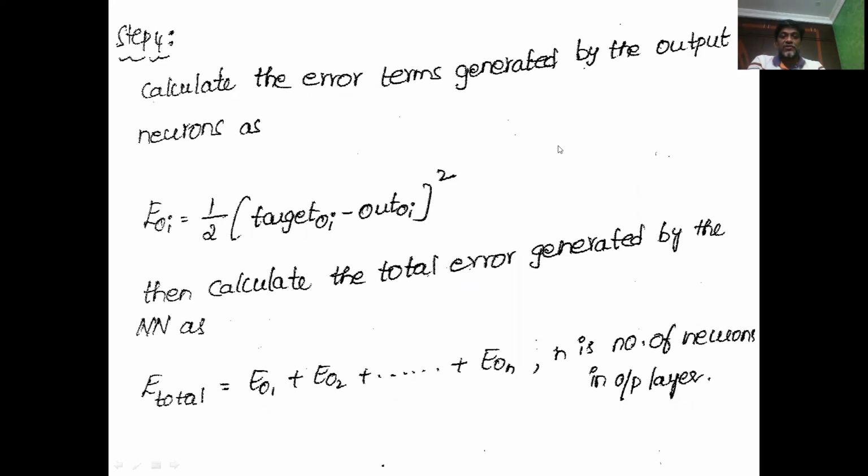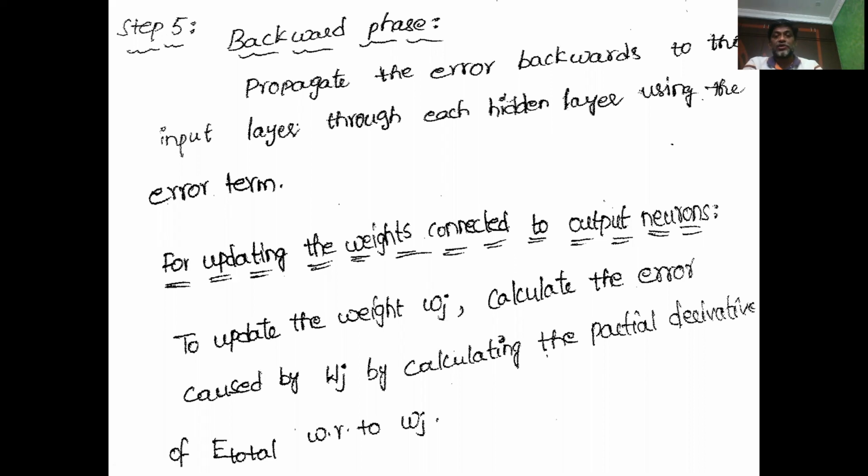So with this, we have calculated the total error produced by our neural network with respect to a particular input pattern and its corresponding targets. Okay. Now, let us start with the second pass, that is the backward pass. It's not a phase, it is a backward pass.